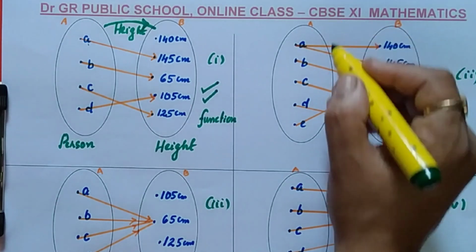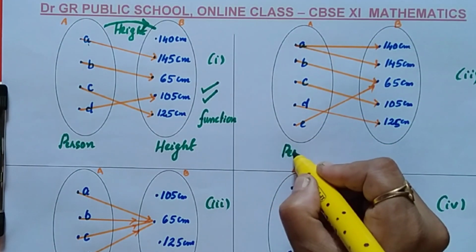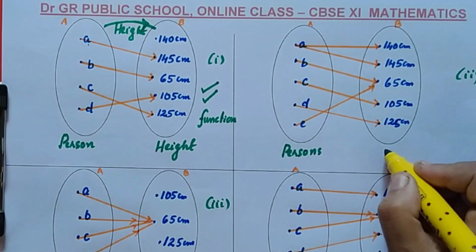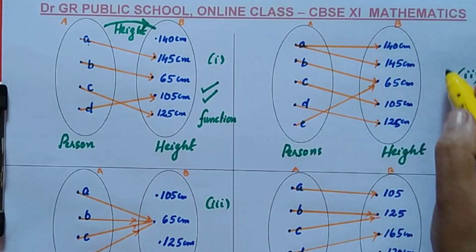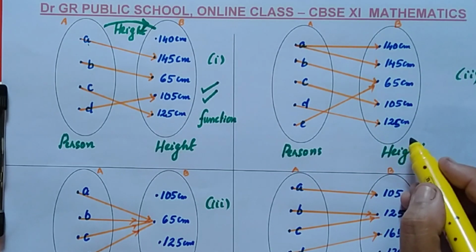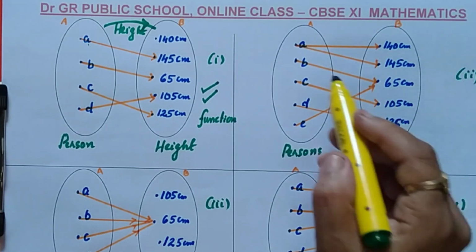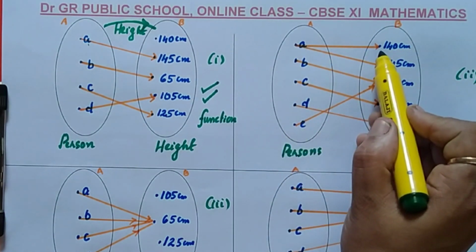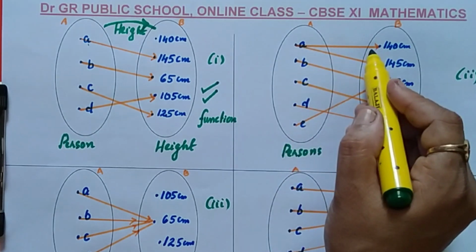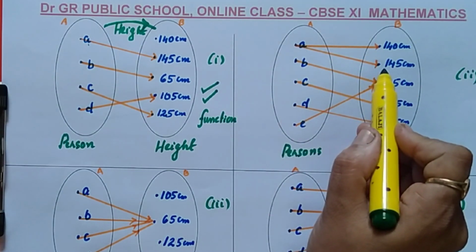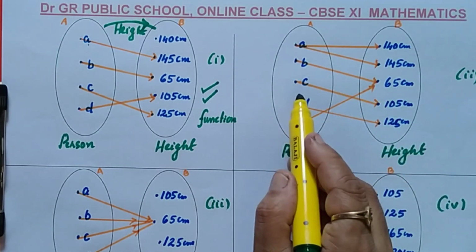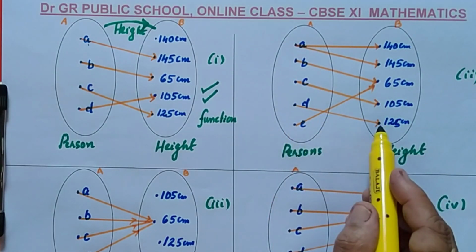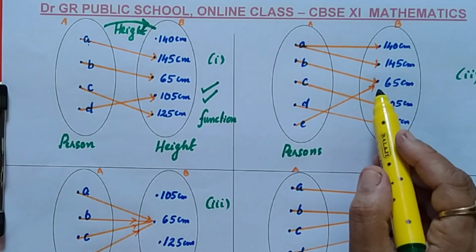Come to case 2. Here again the set A is the set of persons and the set B is the height of each person. Some numbers are given in the set B which represent the height of a person. Look here, a is connected to 140, a is connected to 145 centimeter also. b has a connection with 65, c to 105, d to 125 and e to 65.